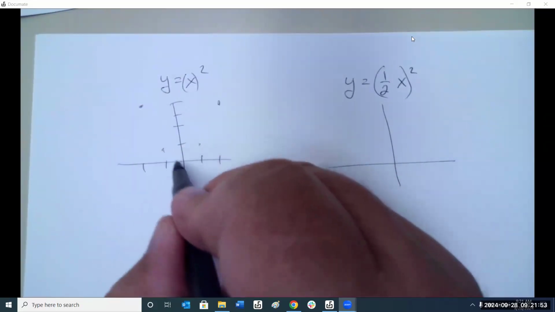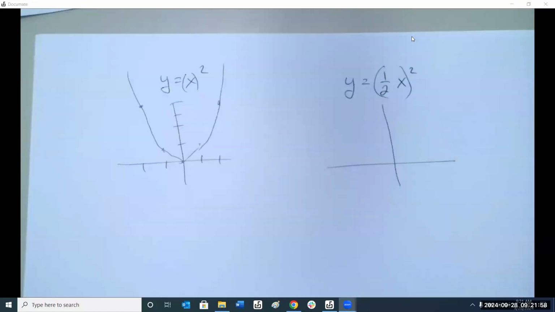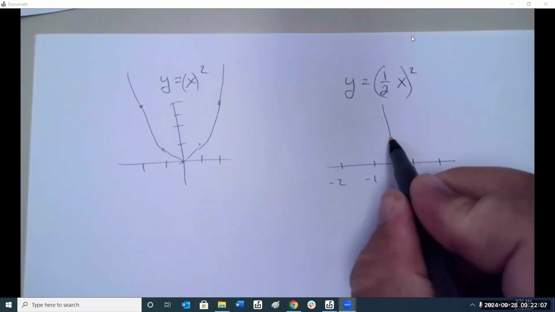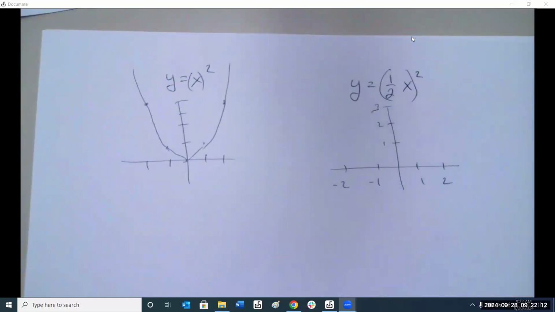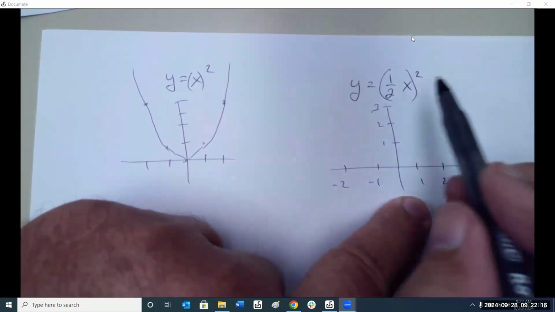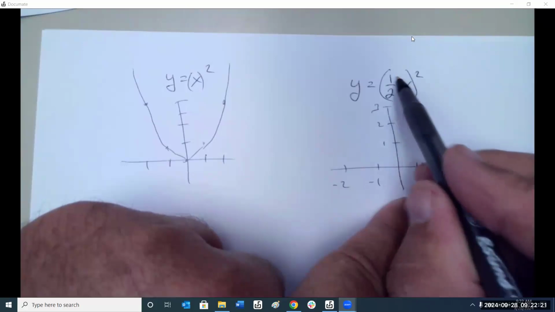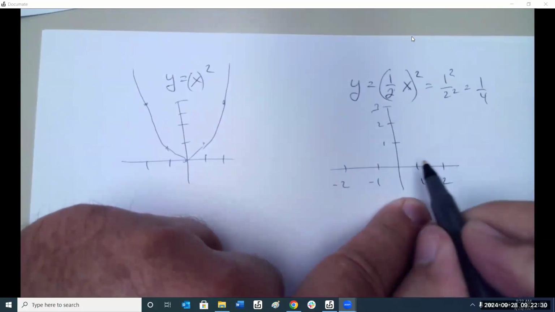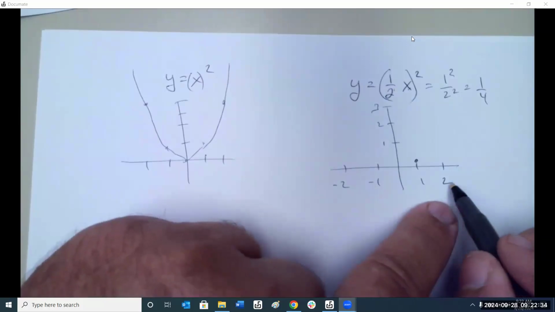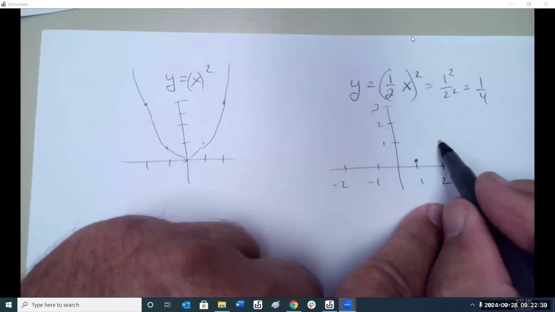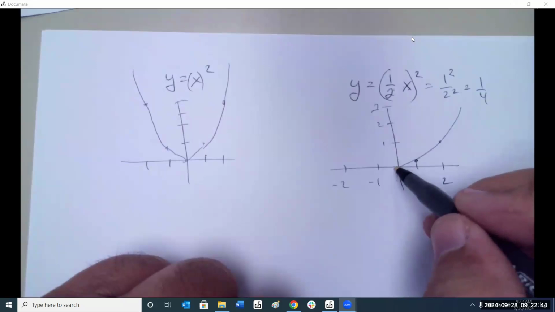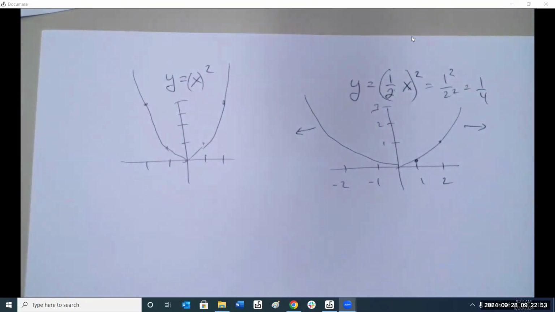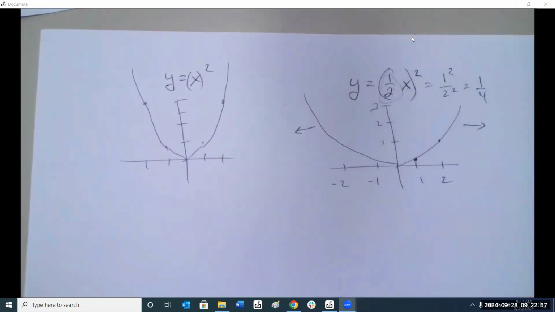So on our original one, when x is 1, y is 1. When x is 2, y is 4. And the same with the negative. So what happens here? When x is 1, we have 1 in there. Now, 1 times 1/2 is 1/2. 1/2 squared is 1/4. So this one becomes 1/4. When x is 2, 2 times 1/2 is 1. 1 squared is 1. So you see, now it's going to grow a lot slower. It's pulling apart. It's stretching it. So if the b value is between 0 and 1, it gets wider.